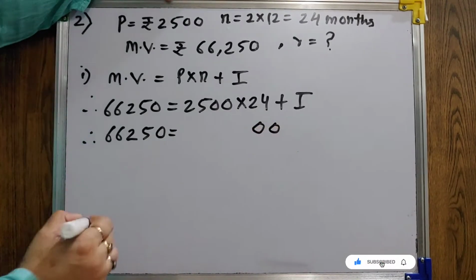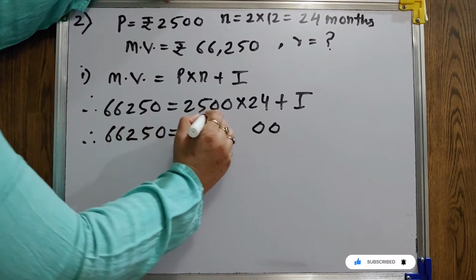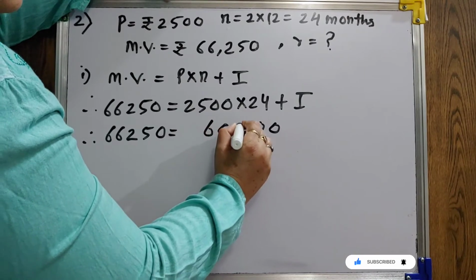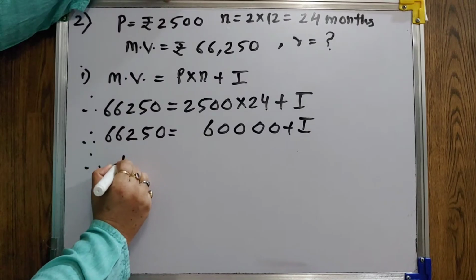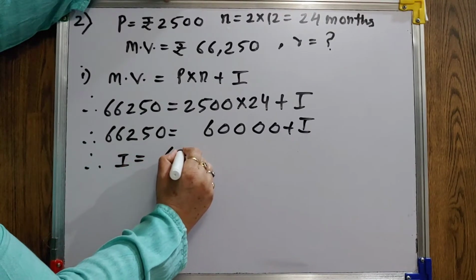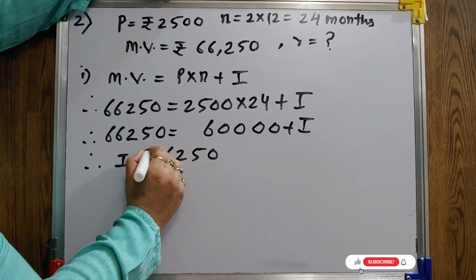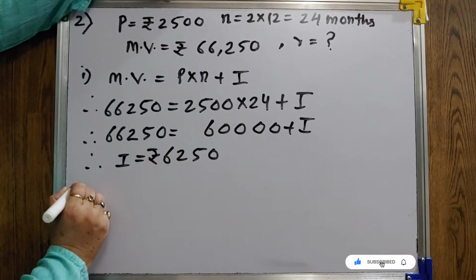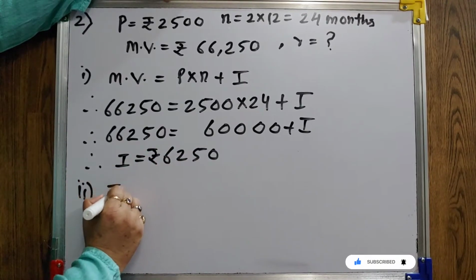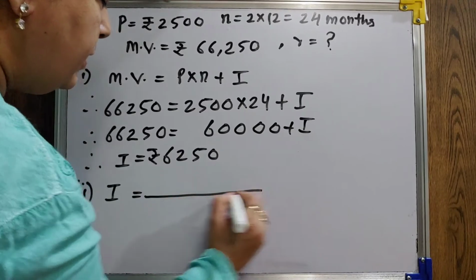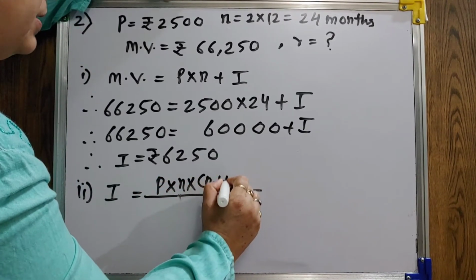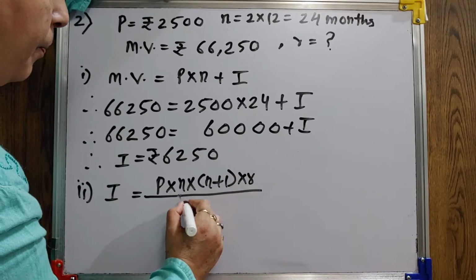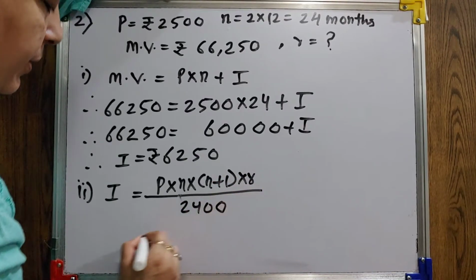On multiplication, you will get 60,000. So when you subtract, your interest will be 6,250. Now you can apply the formula of interest. You know that it is P into (N plus 1) into R upon 2,400.